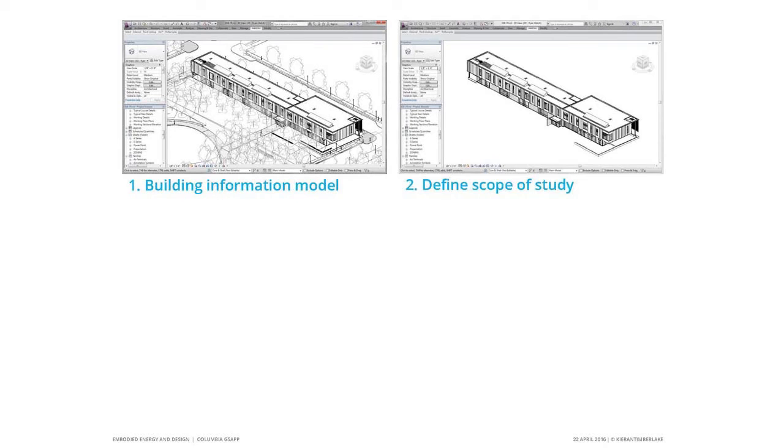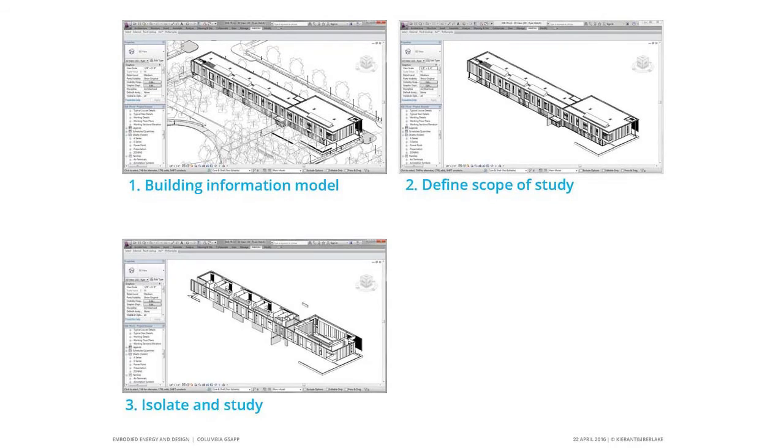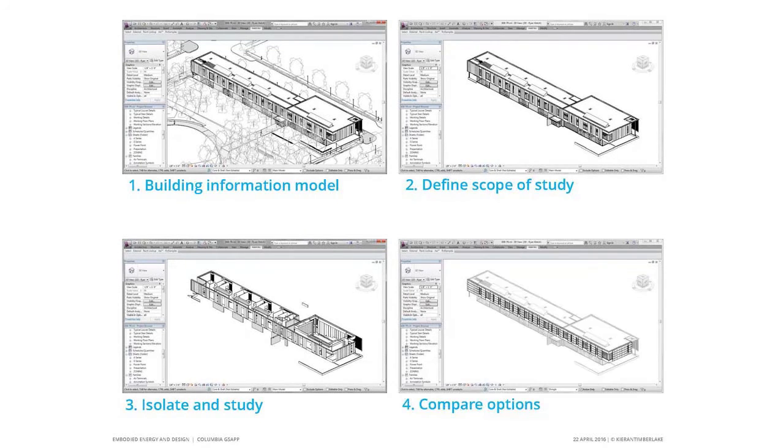Basically, within Tally, it harnesses a building information model. You define a scope of study. You isolate that study, the whole building or a component of a building. You can compare options. LCA is really a comparative optioning tool at its heart.